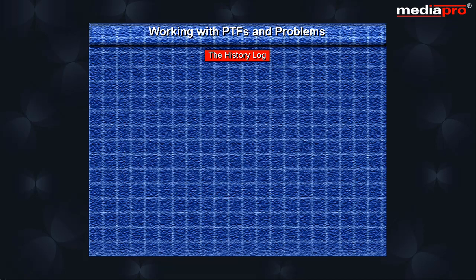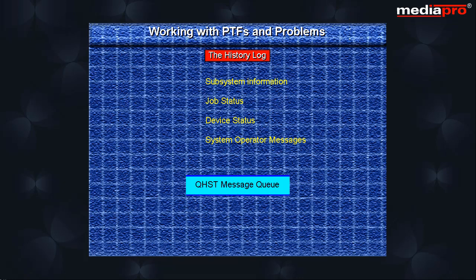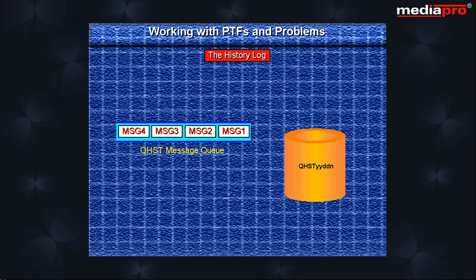Let us look at the history log, which keeps a record of all activity on the system, such as subsystem information, job status, device status, system operator messages. The system records the history information in a message queue, QHST. When this message queue becomes full, the contents are placed in a history log file.